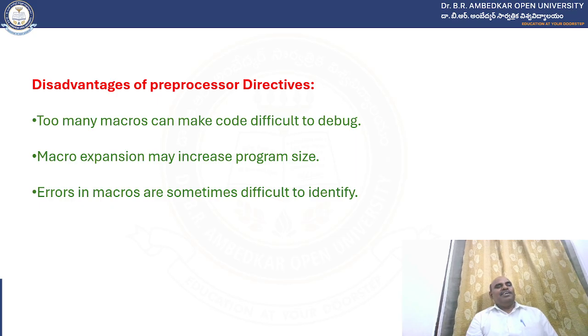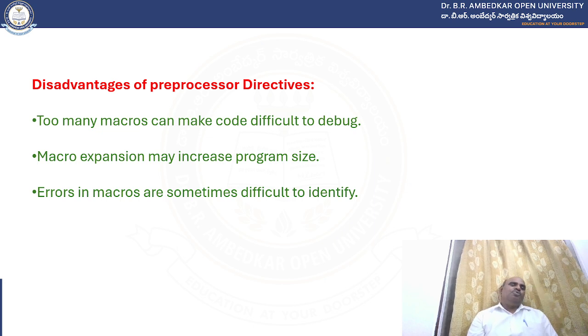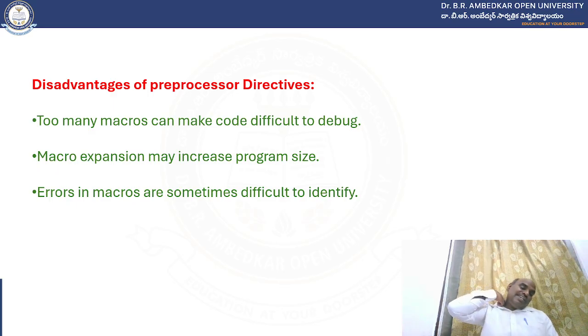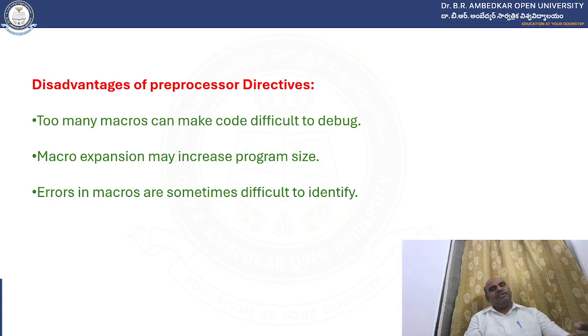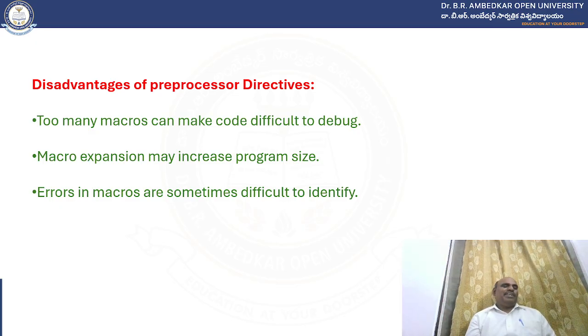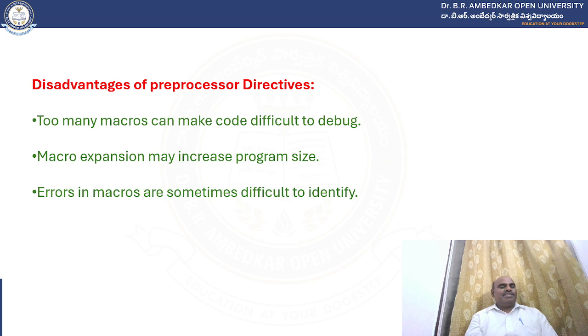Whenever an error comes, we want to find it, and it is difficult to debug. Too many macros and too many preprocessor directives make debugging difficult. The second one is that macro expansion may increase program size. Expanded means it automatically increases the size, so macros increase the size.